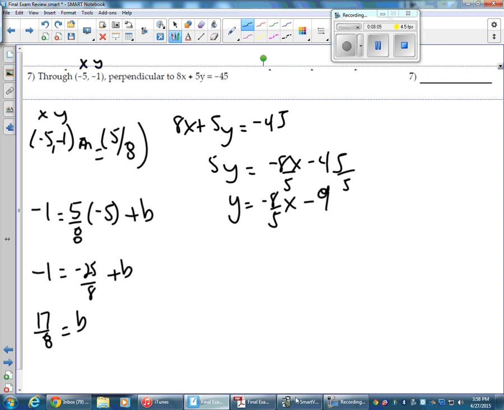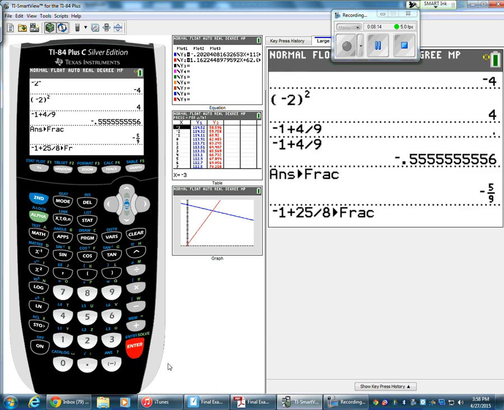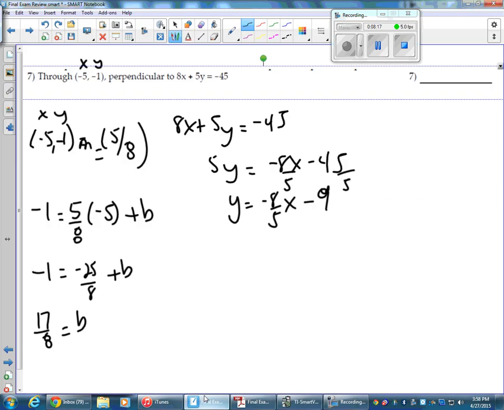Let me check myself. Negative 1 plus 25/8, math, enter. 17/8. All right, so the equation of the line that is perpendicular to this will be y equals 5/8 x plus 17/8.